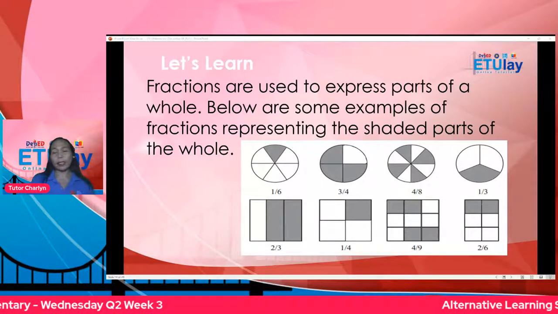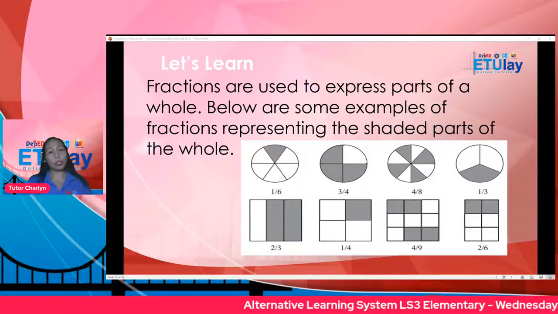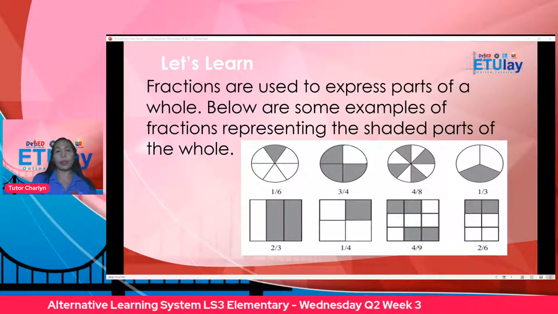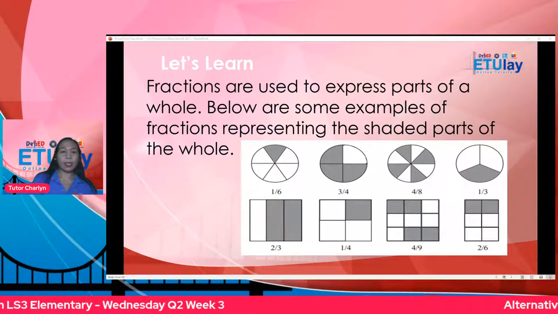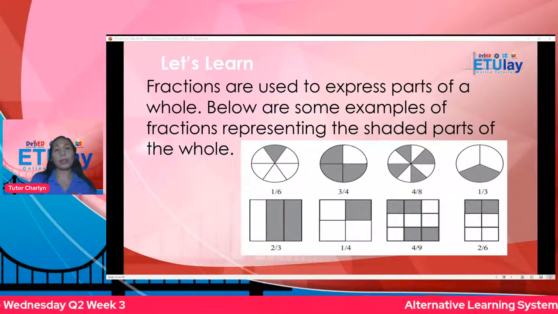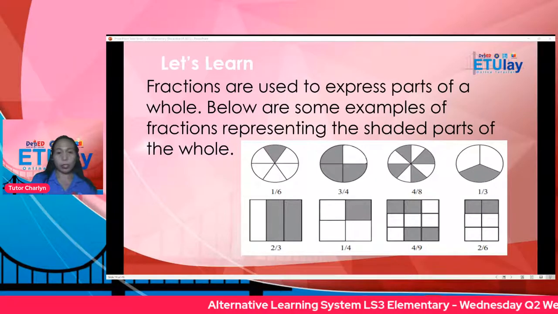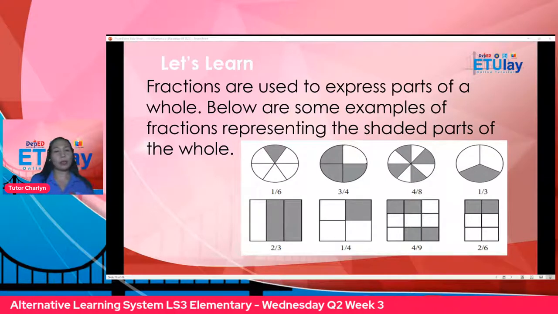Then the next one we have divided into 3. The shaded portion is 1, so we get 1/3 or 1 out of 3. Okay, as well as this second next na illustration below. The rectangle is divided into 3. The shaded portion is 2, so we got 2 out of 3. Then the next is divided into 4.